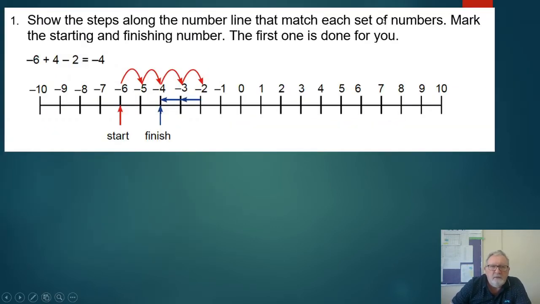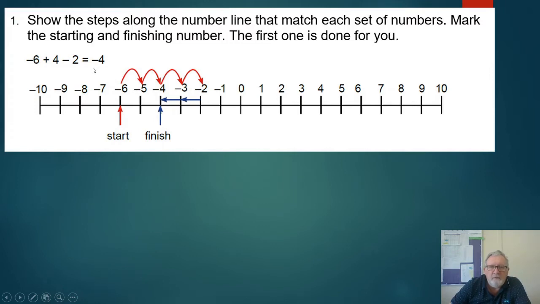All right, so let's have a little look together at this first one. Now, if you have a look here, we've got a number sentence which looks quite complicated. We're not really used to seeing that. -6 plus 4 minus 2 equals -4. Let's see how that works out on a number line.